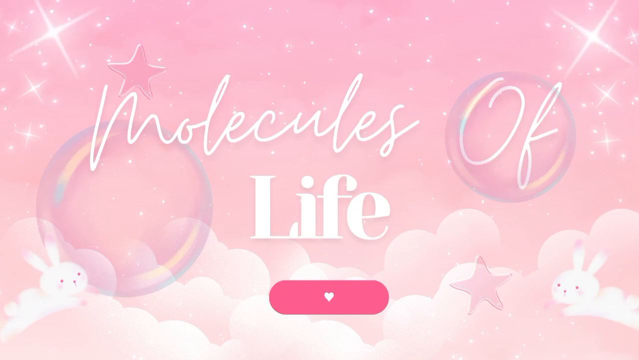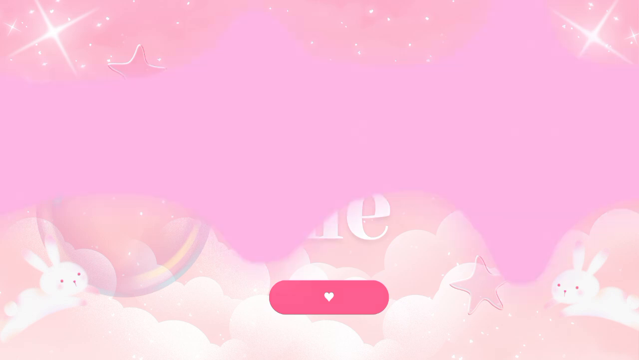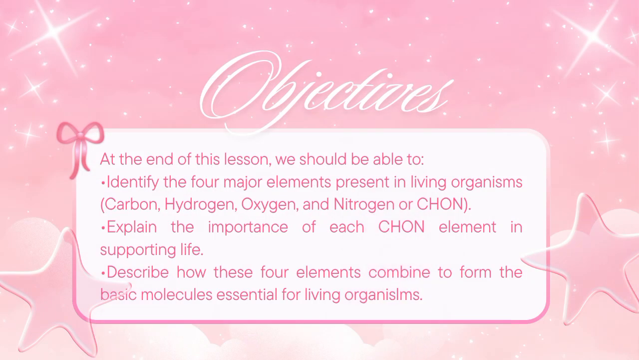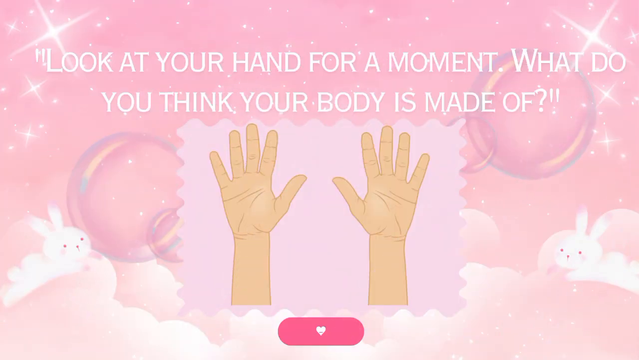Good day everyone. Today we're going to discuss the four major elements of life, also known as Chon. At the end of this lesson, we should be able to identify the four major elements present in living organisms, explain the importance of each element, and describe how they combine to form the basic molecules that are essential for life.